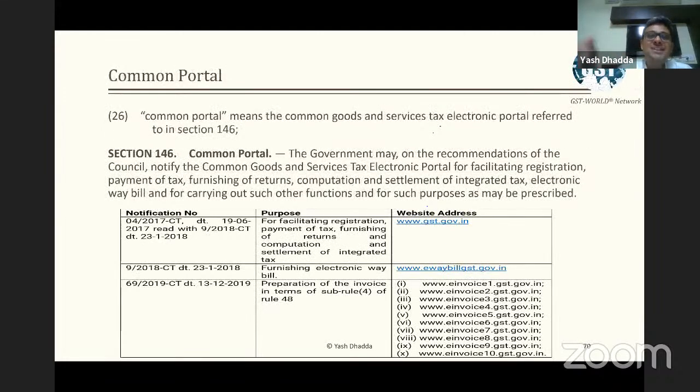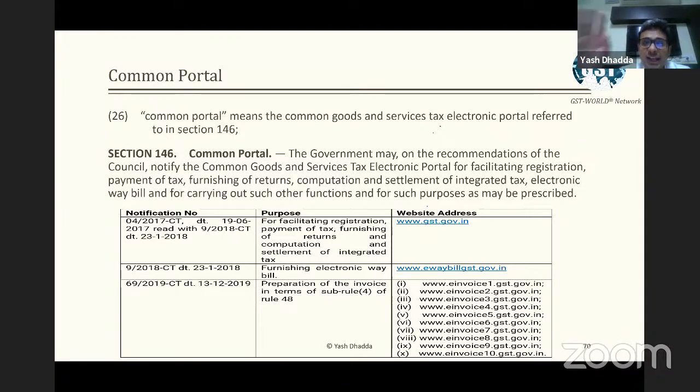Now what is the service on common portal? That is also very interesting. So you look at section 2 subsection 26. It says that service on the common portal means basically there is common portal which is defined under section 146. Section 146 में उन्होंने common portal को बोला है कि वो common portal which is for a specific purpose, that is registration, payment of tax, furnishing of returns and other things as prescribed under the provisions of the law.